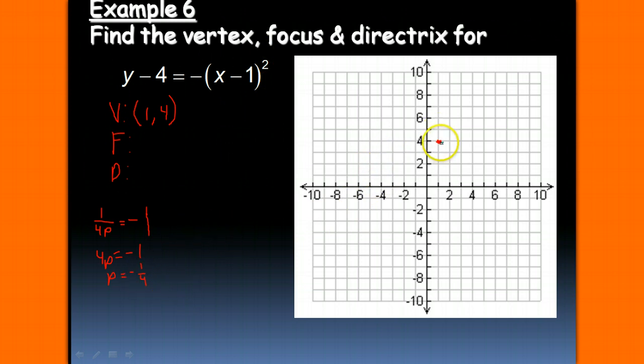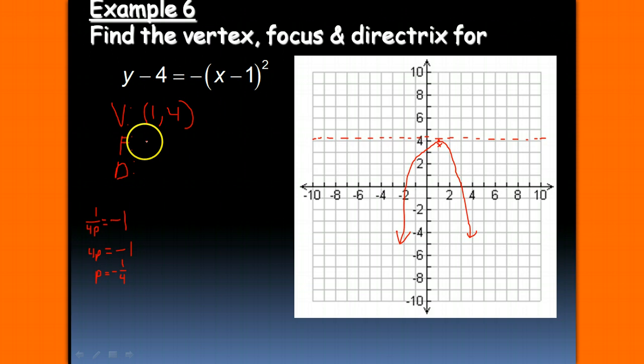So what I'm going to do is go up 1/4 from the vertex, and that's going to be my directrix, because you always come from your directrix in whatever direction you're going. Alright? And then I'm going to go down 1/4 to get my focus. It's going to be real close to my vertex. So the parabola is going to look something like this.